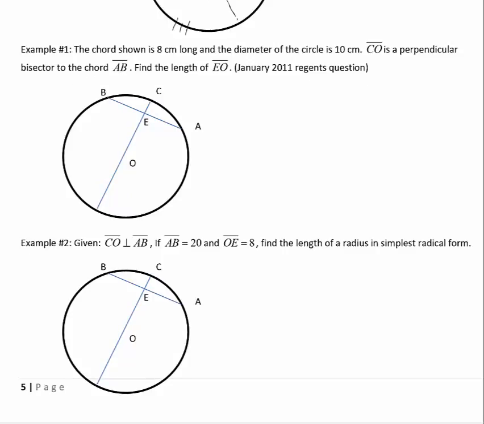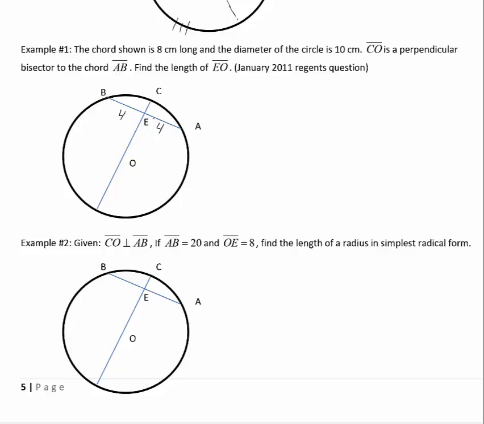This chord shown is 8 centimeters long, and the diameter is 10. CO is the perpendicular bisector to chord AB. Find EO. This is from the old Regents, but it's still fair game. I did make the Regents that year, 2011. So right off the bat, if you know that this whole thing is 8, you might not want to mark it, because you might want to put 4 and 4.